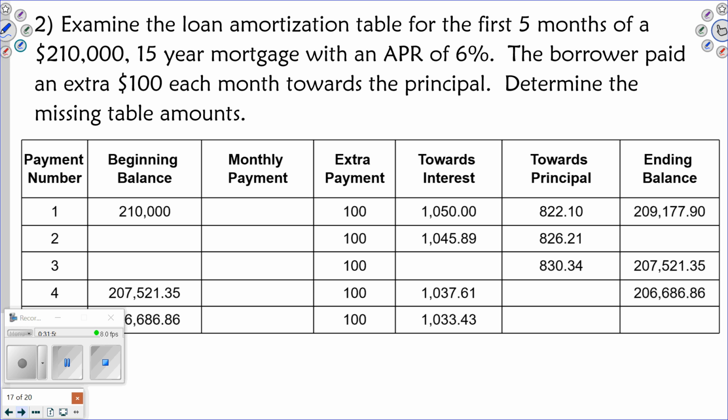Okay, so monthly payment. Do I have to use the formula? No, how do I find it otherwise? 1,050 plus 810. Very nice. Because in this towards principal, is this included? Yeah, it is. So we would normally add these two together, but then you got to subtract that extra 100 payment off of there. So our monthly payment then is $1,772.10.